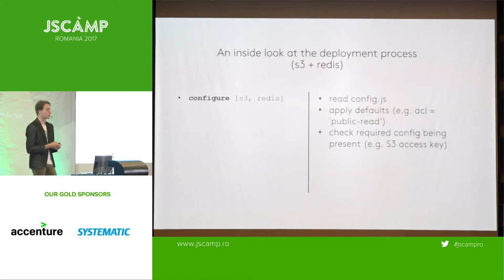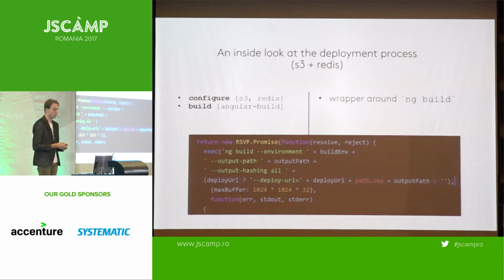The first step then is the configure plugin, where the DeployJS configuration is read and all the defaults are applied, so the default bucket in S3 and the default ACL, and it would check whether the required configuration keys are actually present. So the S3 access key, the S3 secret, all these kinds of one-by-one configurable settings. In the build hook, like I said, it's just a wraparound ng build. So what you'll see is that it's just calling ng build for a production environment. Similar things exist also for React, etc.